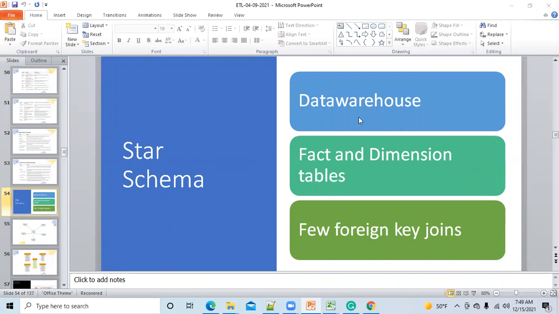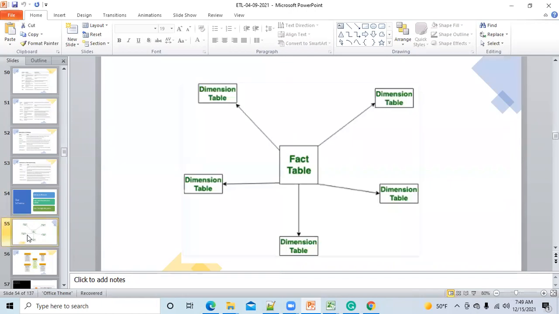Why did I mention the star schema with a data warehouse? Why did I mention fact and dimension tables? Why a few foreign key joins? This is very specific to the table structure of your RDBMS, relational database management system. I'll try to make you understand what this is all about. Okay, I have an example here.